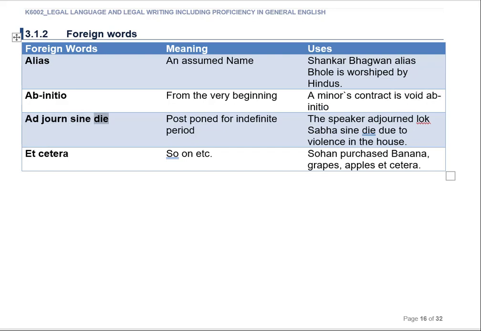Adjourn sine die. Postponed for indefinite period. The speaker adjourned Lok Sabha sine die due to violence in the house. Etc. And so on. Etc. Sohan purchased banana, grapes, apples etc.